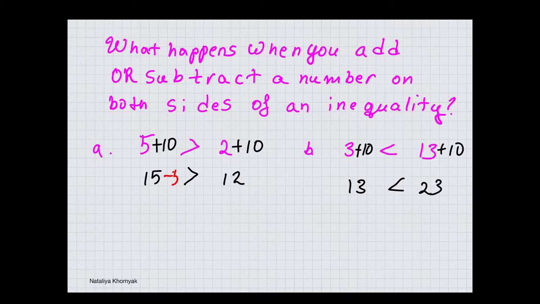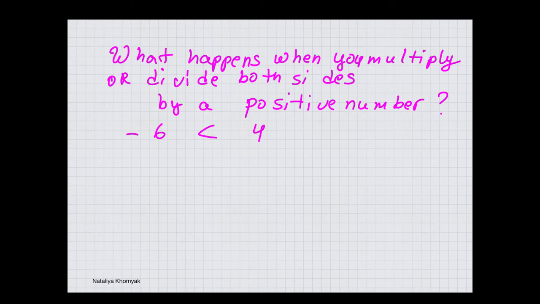Let's subtract 5. So we get 10, 7, and inequality stays the same. Let's subtract 5 here, and we get 8 less than 18. So adding or subtracting a number to both sides of an inequality preserves the relationship. Let's see what happens when you multiply or divide both sides by a positive number.